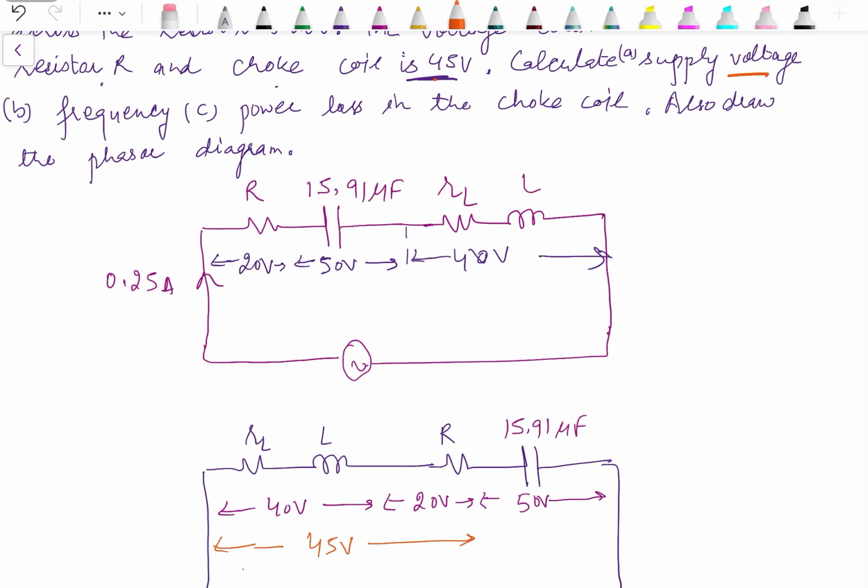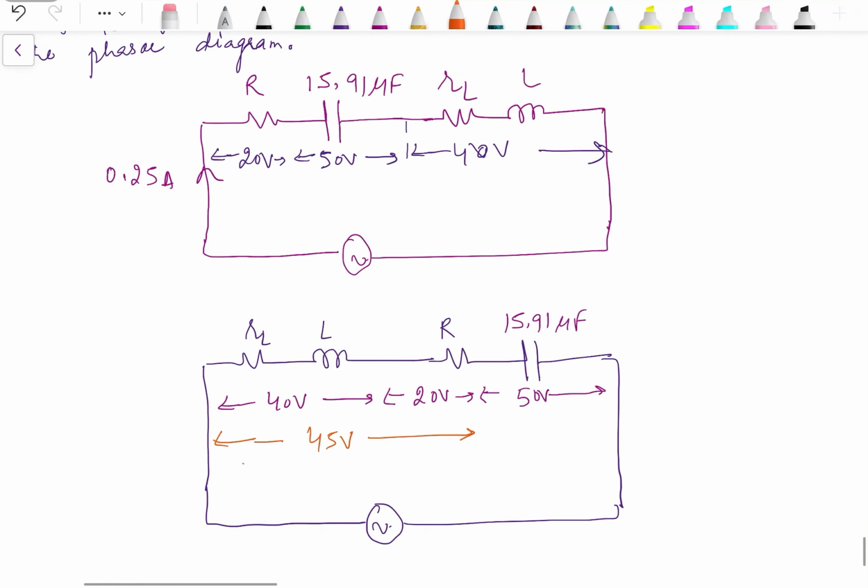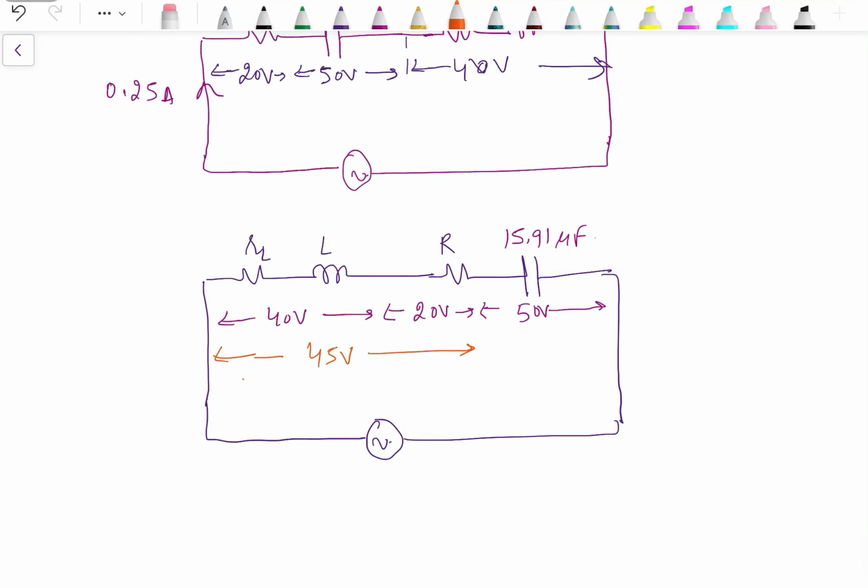Calculate the supply voltage, frequency, power loss in the choke coil, and also draw the phasor diagram. Now frequency we can calculate from C, the voltage across the capacitor, and the current, which is 0.25 ampere.